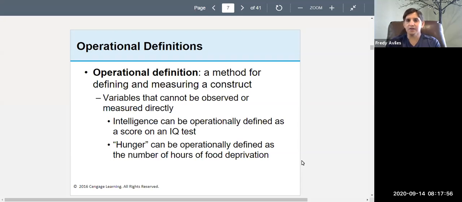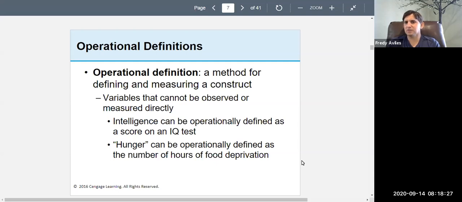Okay? Hunger can be operationally defined as the number of hours of food deprivation. Hunger can be defined as the number of hours that you've gone without eating, okay? The longer the time you've gone without eating, the more hunger you should have, right? The fewer the number of hours that you've gone without eating, the less the hunger. So we can operationally define it that way. We can define it in a way that allows us to measure it. But notice that hunger is not really hours, okay? But we're defining it in a way that allows us to measure it.